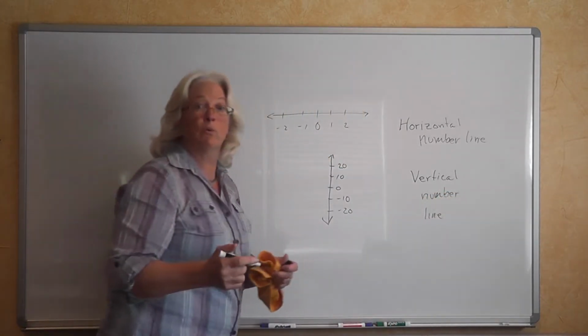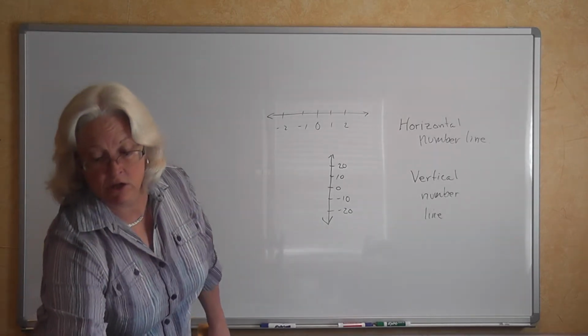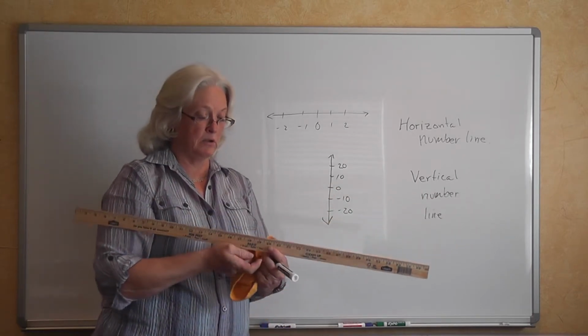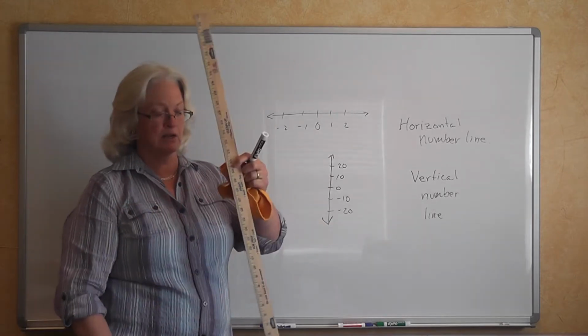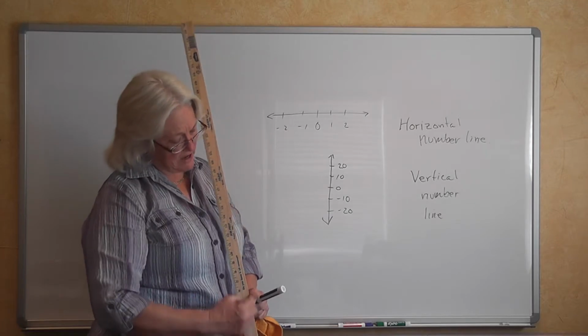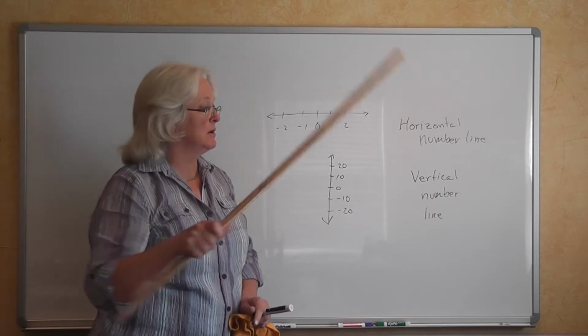Now let's think of some real-world examples. What's an example of a horizontal number line? You already saw me use that. It's my yardstick. That's a horizontal number line because you read the numbers very obviously here. If I stand it up like this, it's a vertical number line, but you still have to turn your head sideways to read these numbers.